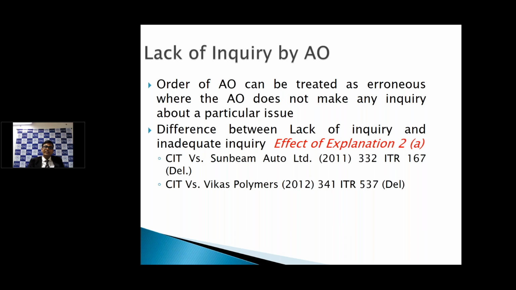We need to see what will be the effect of the explanation on the first limb, and in fact even the second limb. The first limb of the explanation says that the order has been passed by the assessing officer without inquiry or verification which should have been done. And the second limb of the explanation says that the order has been passed allowing a claim, allowing a relief, without verification of that claim.